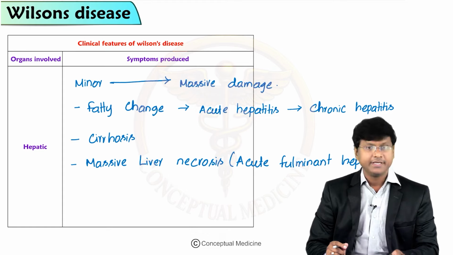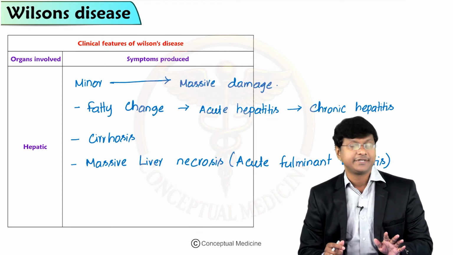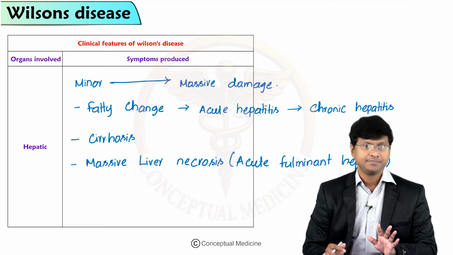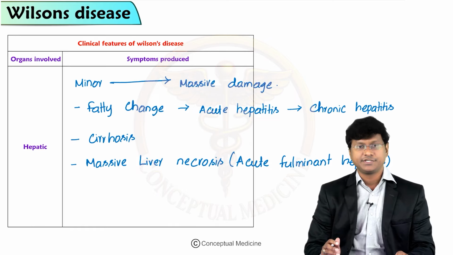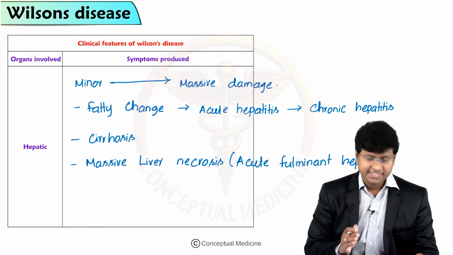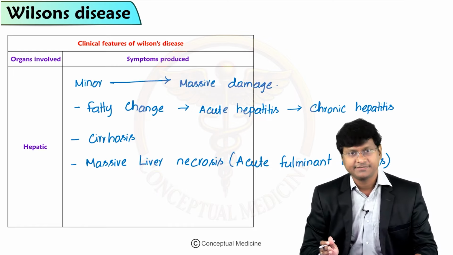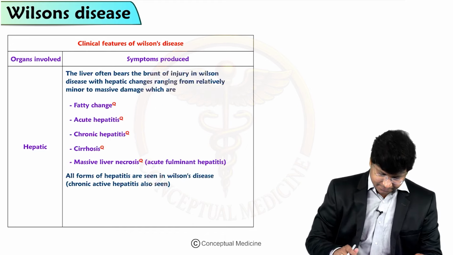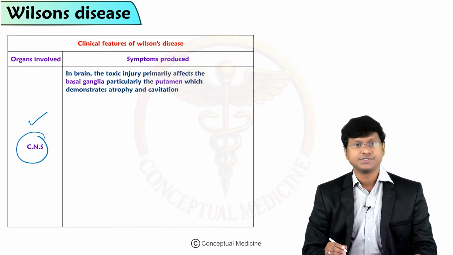Okay, so these will be the massive damage, and let me tell you, all forms of hepatitis are seen in Wilson's disease. Even chronic active hepatitis is seen in patients with Wilson's. So these are the changes within the liver, starting from the fatty change up to the cirrhosis and massive liver necrosis. Then you take the CNS manifestations.